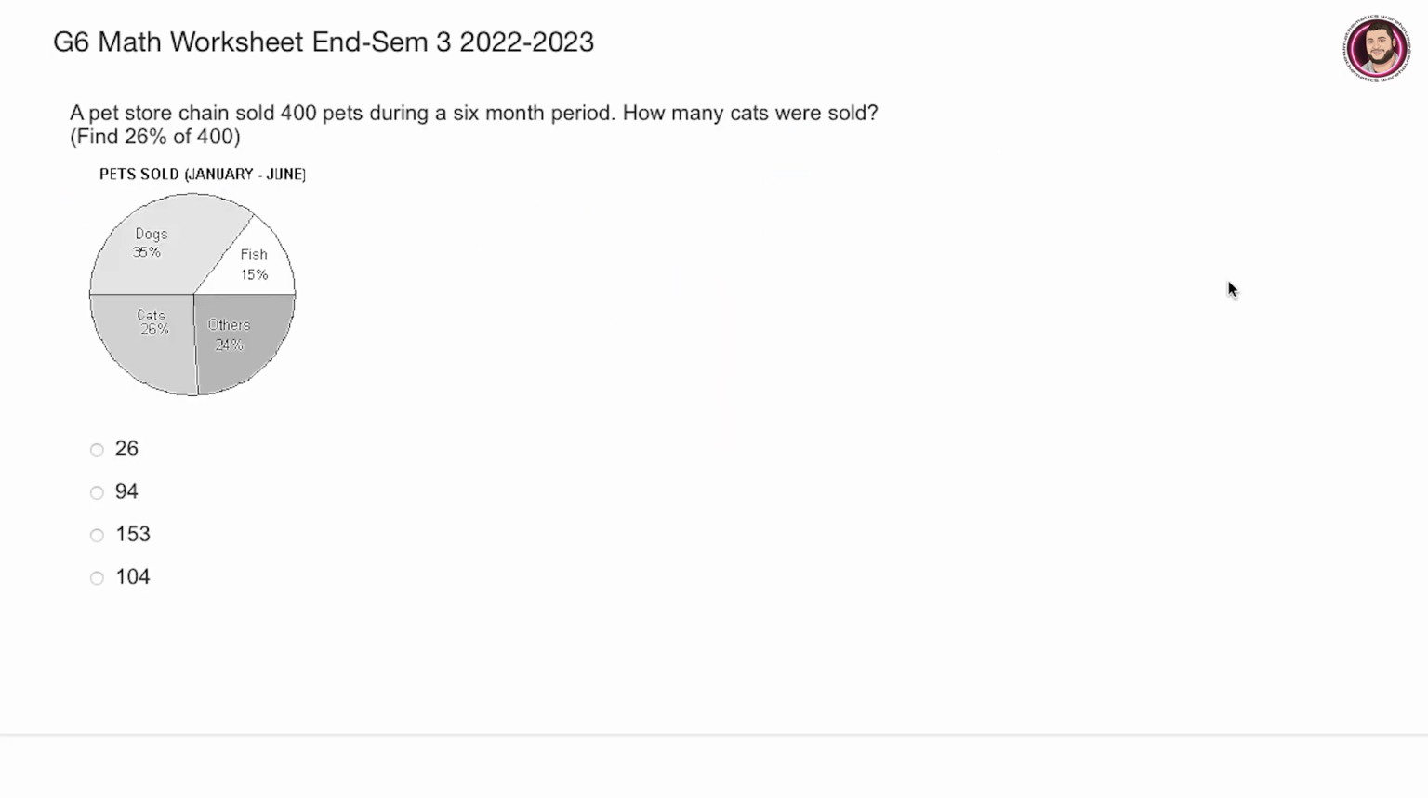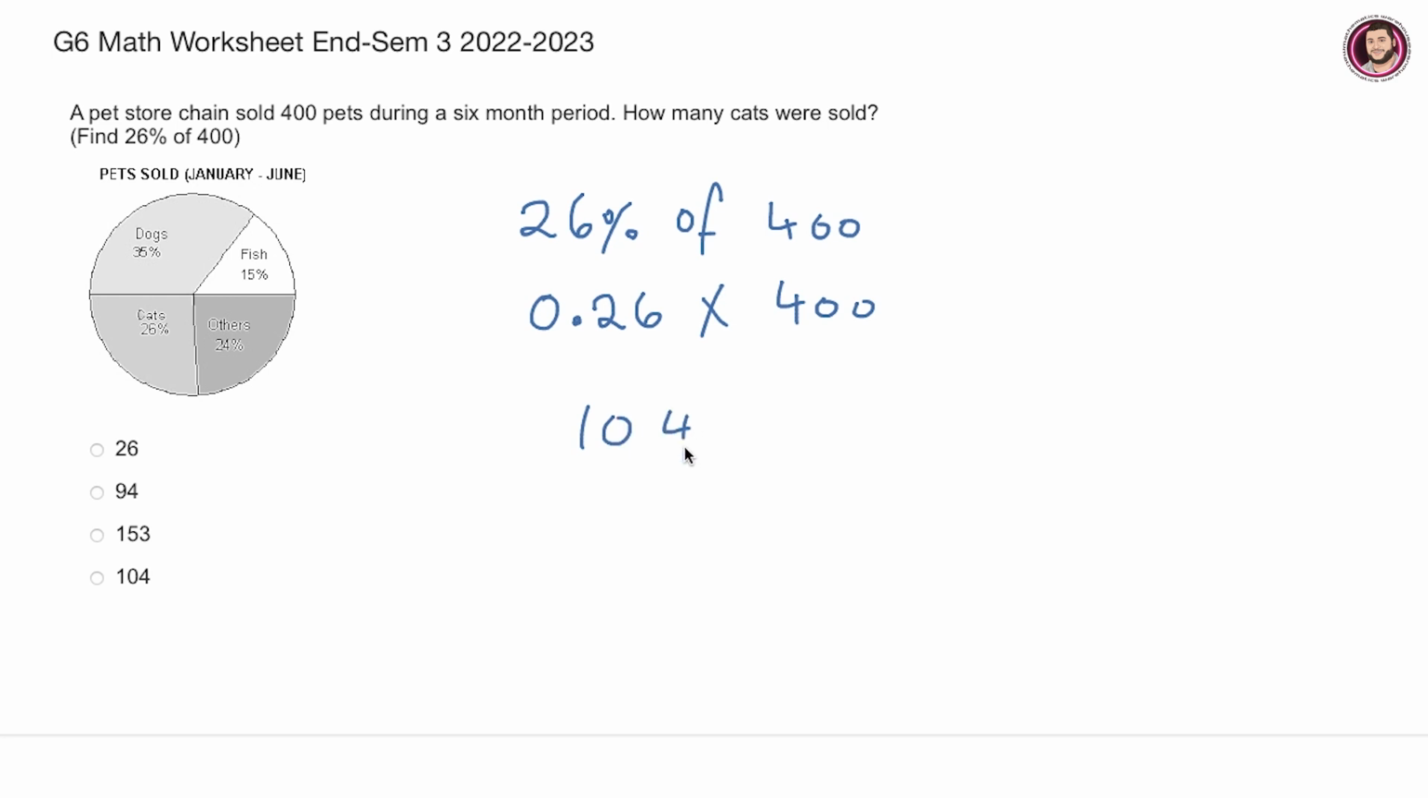A pet store chain sold 400 pets during a 6-month period. How many cats were sold? Find 26% of 400. Same as question 4 and question 6 as well. So 26% can be written as 0.26 and of means multiply by 400. Let us multiply 400 by 26. 400 multiplied by 26 is 10,400. Now we have 2 places, so place the point after 2 places. The answer would be 104, which is the last choice.